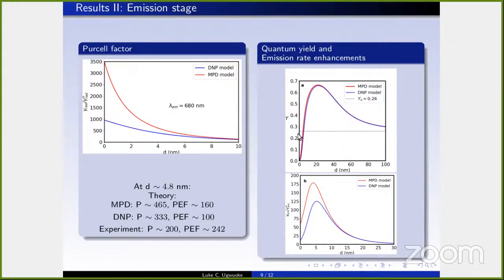And then we went further to calculate quantum yield enhancement as well as emission rate enhancement. The line here shows the quantum yield enhancement. The intrinsic quantum yield of the fluorophore was 26%, and at certain distances you can notice enhancement, and then as you move away, it starts to approach the intrinsic value once again. And then the overall emission rate enhancement is shown as follows. The two models also predict different factors at short distances, but at distances greater than the molecular size of the complex, these two models are the same.